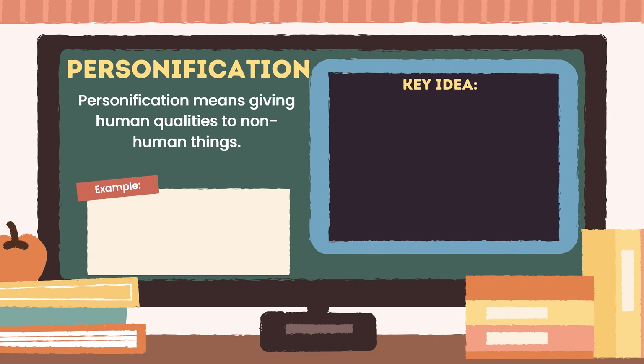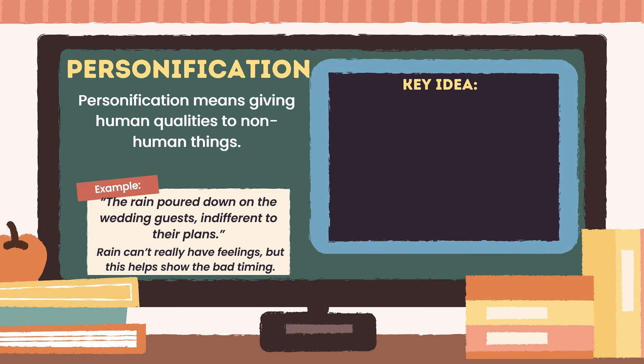Personification. Personification means giving human qualities to non-human things. Example: the rain poured down on the wedding guests, indifferent to their plans. Rain can't really have feelings, but this helps show the bad timing. Key idea: it helps us understand the world in a more personal or emotional way.